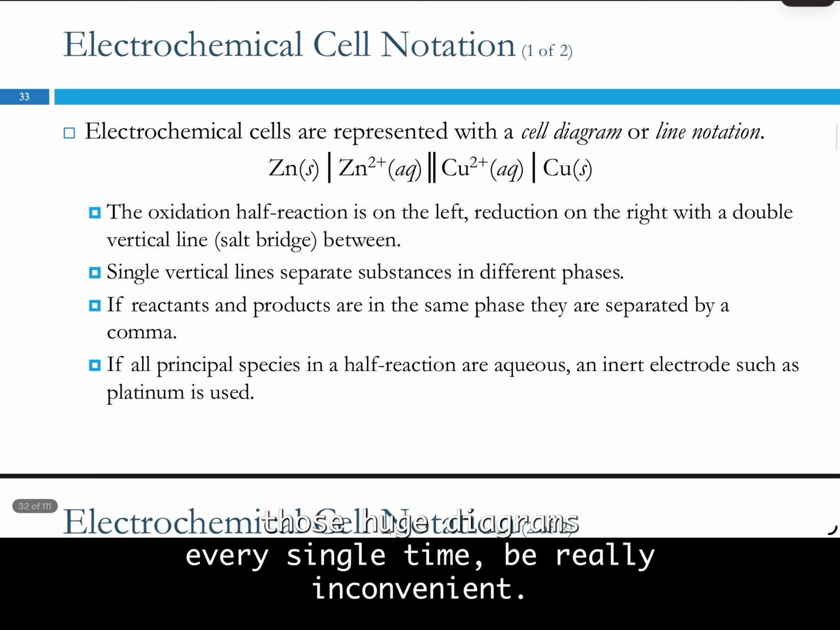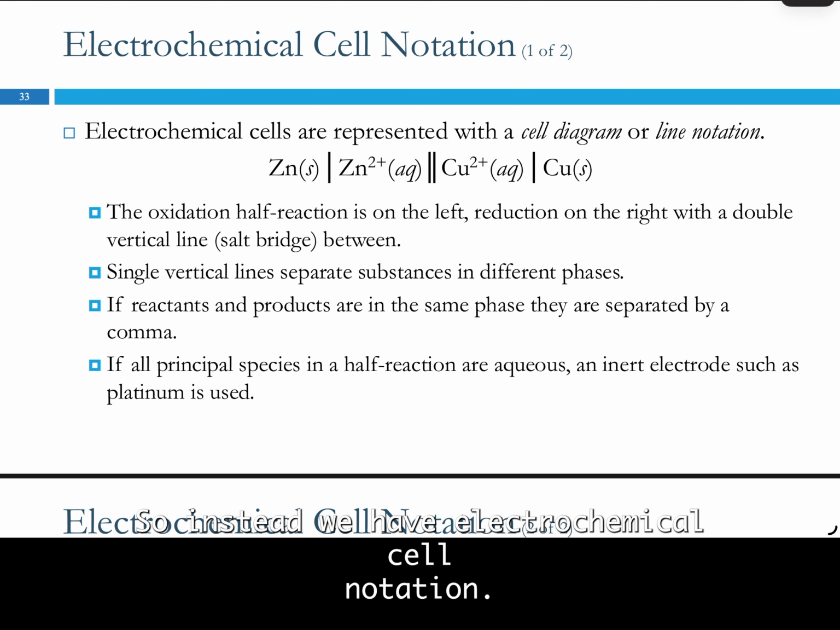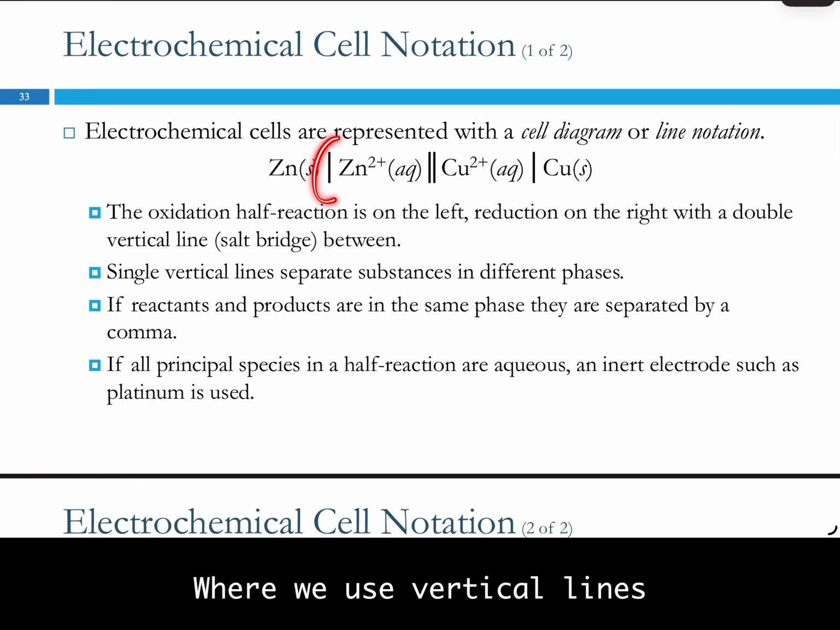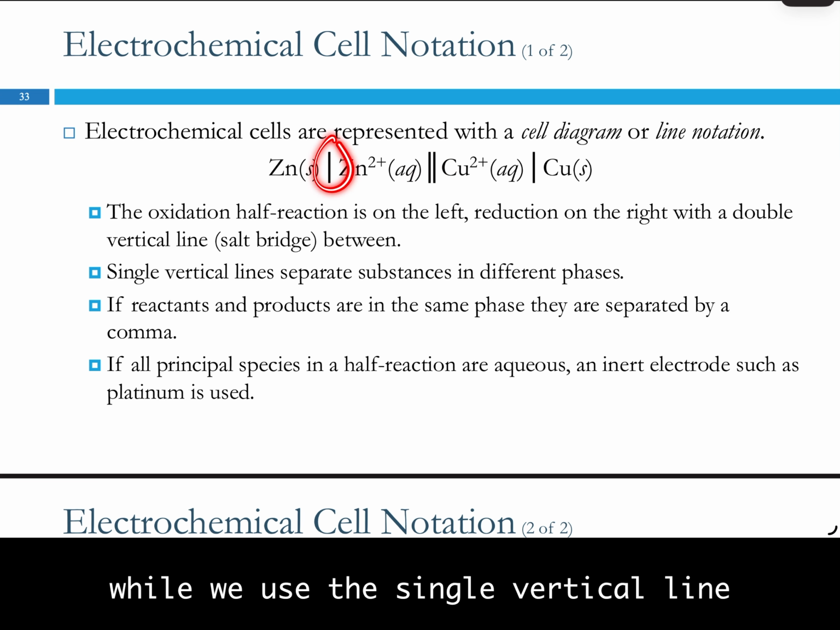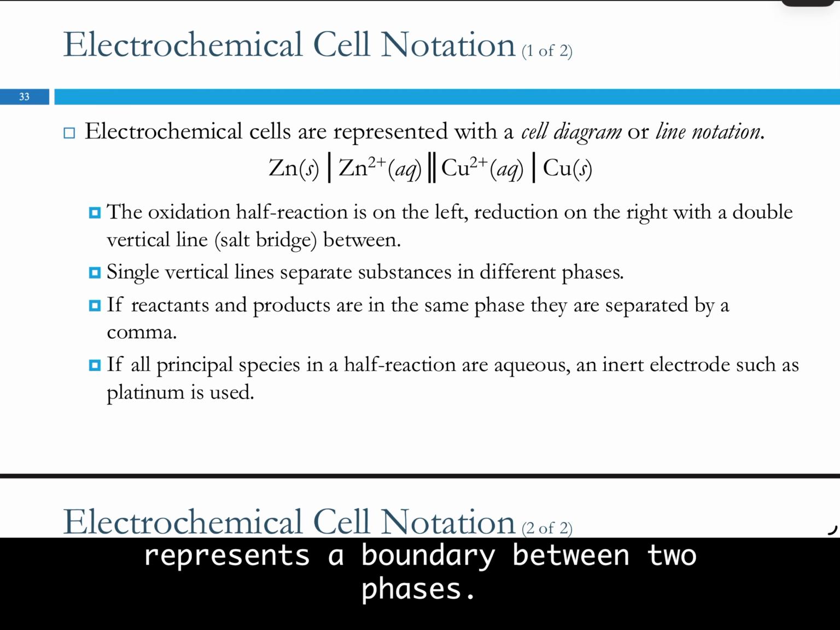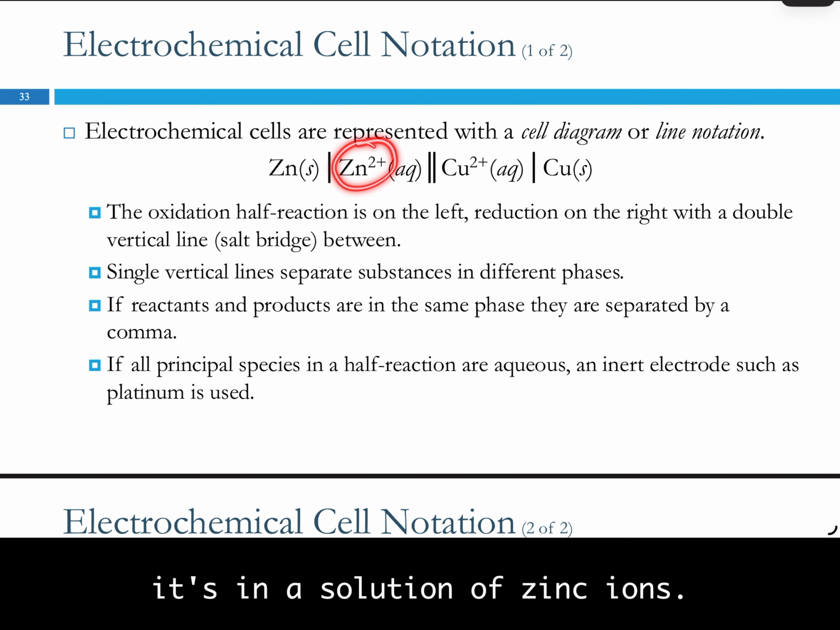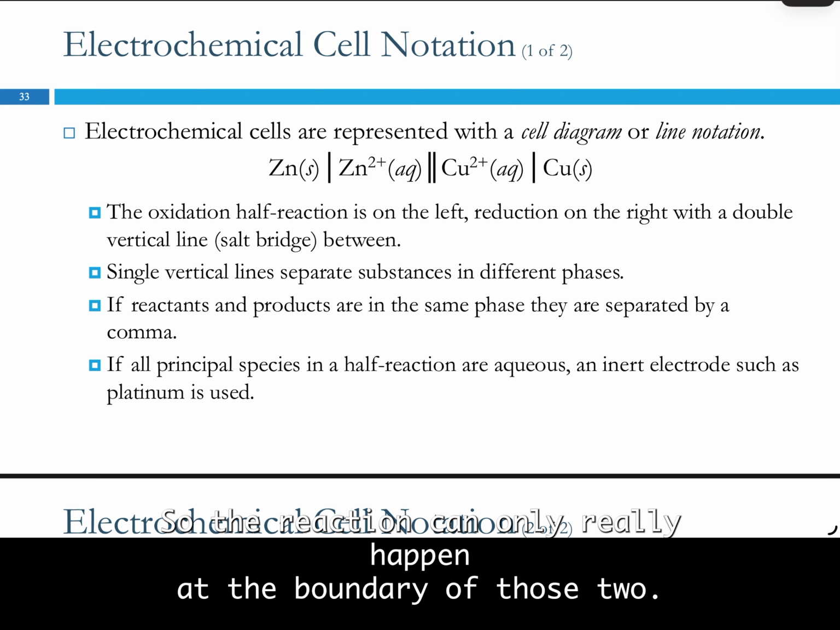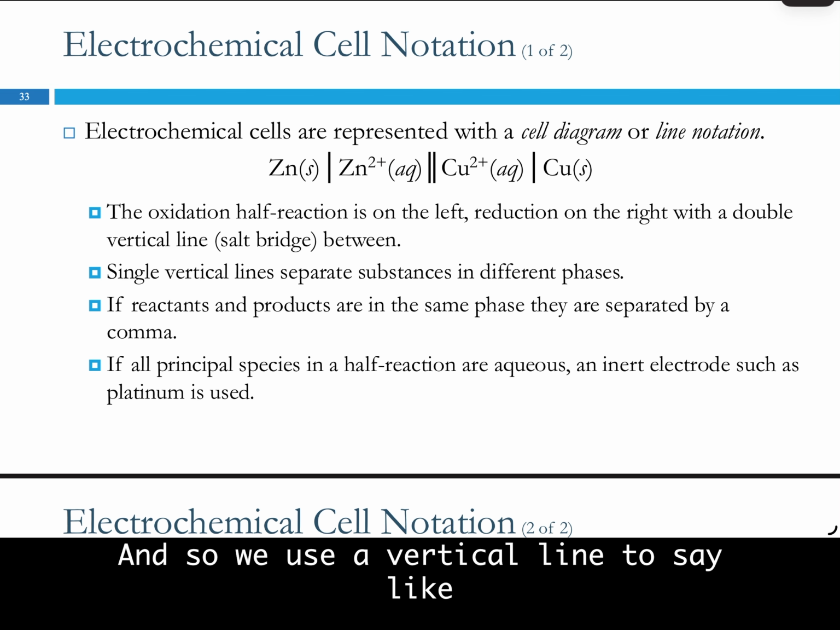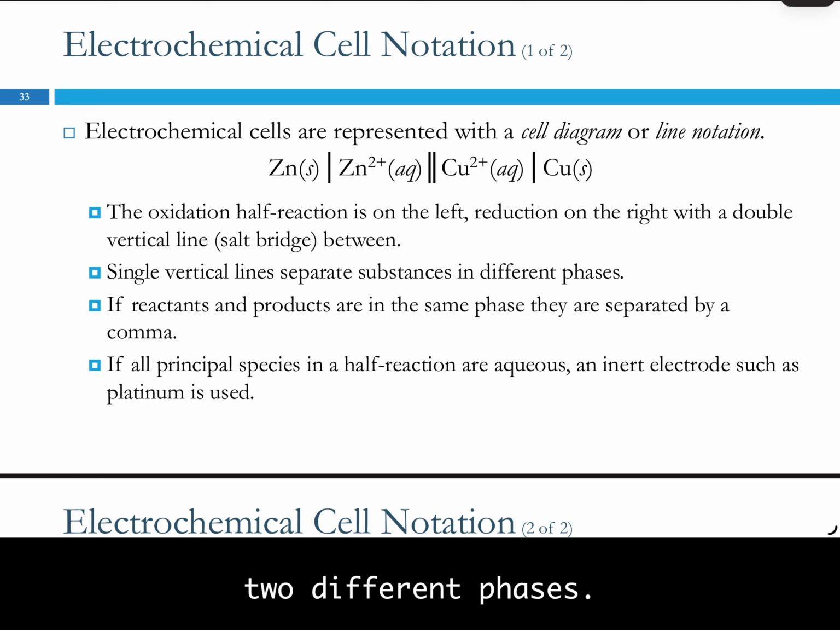So if we had to write out those huge diagrams every single time, it'd be really inconvenient. So instead, we have electrochemical cell notation, where we use vertical lines. The single vertical line represents a boundary between two phases. So the zinc anode, which is solid, is in a solution of zinc ions, so the reaction can only really happen at the boundary of those two. And so we use a vertical line to show two different phases.